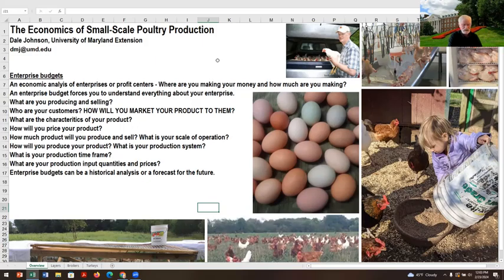In an enterprise budget, you answer the question, what are you producing and selling? Who are your customers? How will you market your product to them? And these are kind of in order. First of all, I'm going to grow broilers, or I'm going to grow layers, or I'm going to grow turkeys. But the next question is, who's going to buy them? How am I going to market these things, and who are my customers going to be? Because that is going to affect all of the rest of the questions that I'm going to ask here.